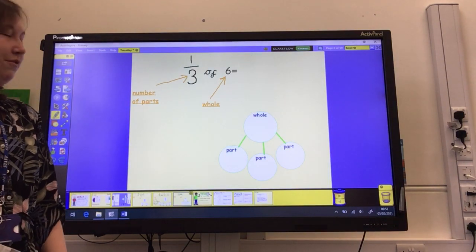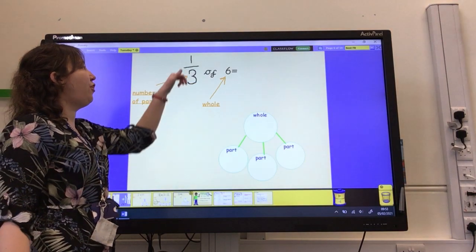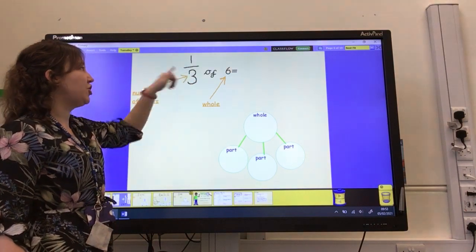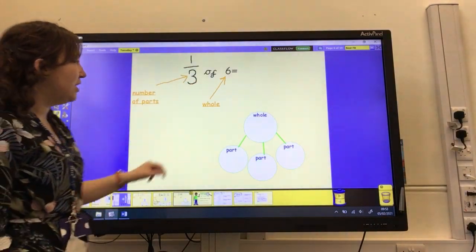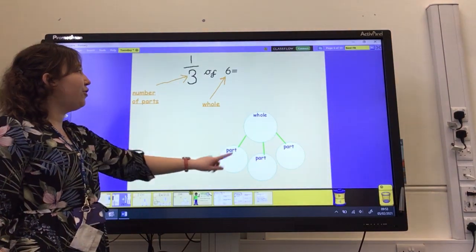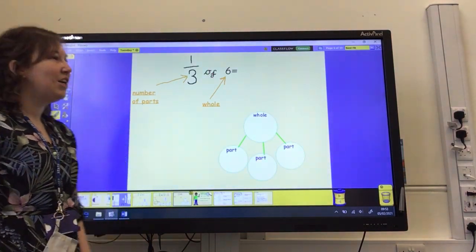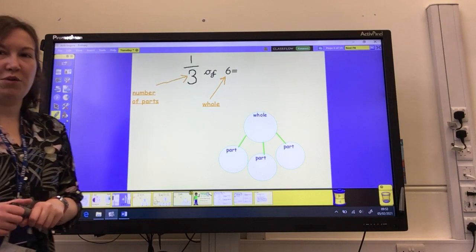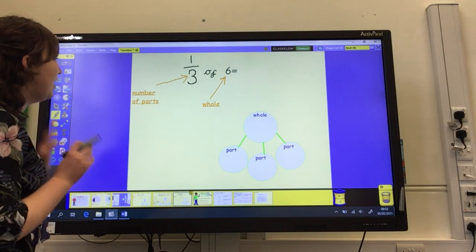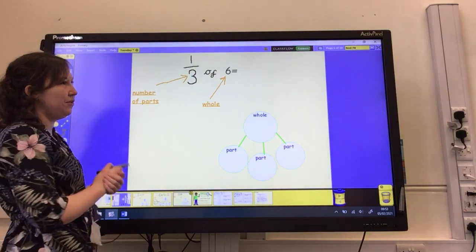And the final one for us to have a look at today, this time is thirds. So remember, this denominator, the bottom of our fraction, shows us how many parts that we need. So this time we've got three parts in our part whole. Can you find a third of six? So pause your video here if you want to have a go. Well done. So now it's my turn to just reveal the answer.